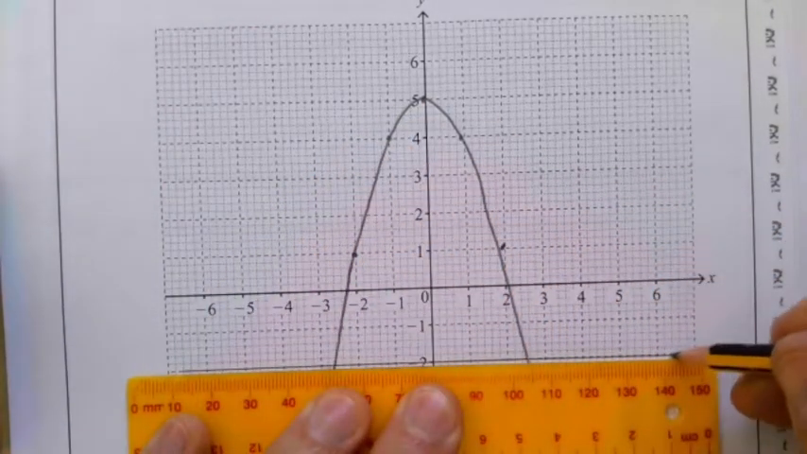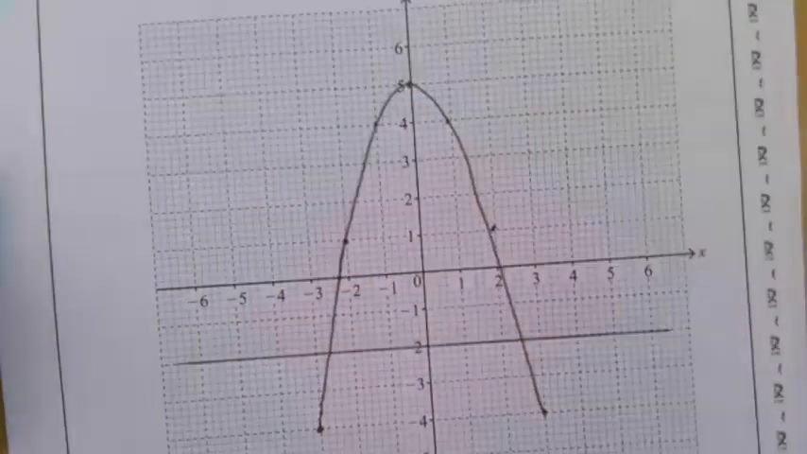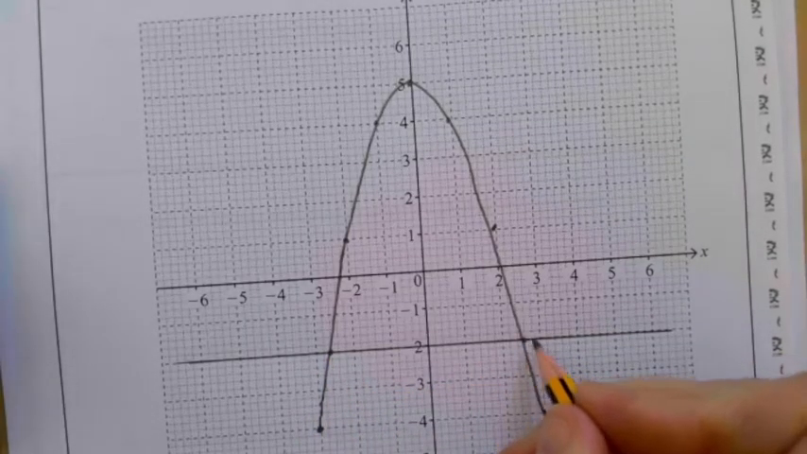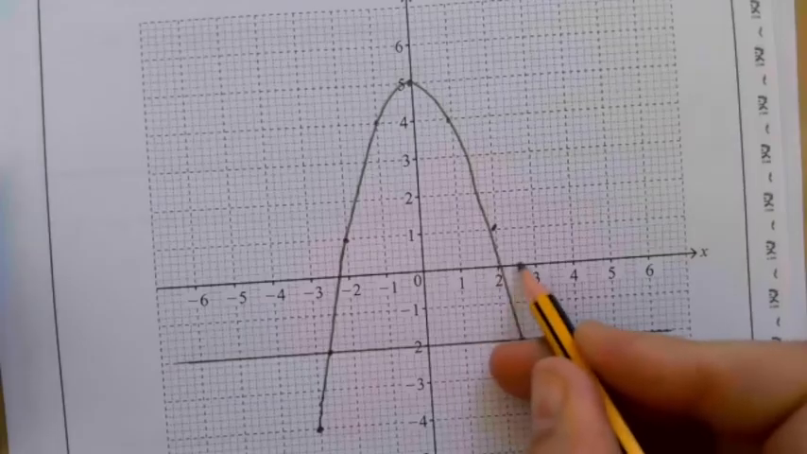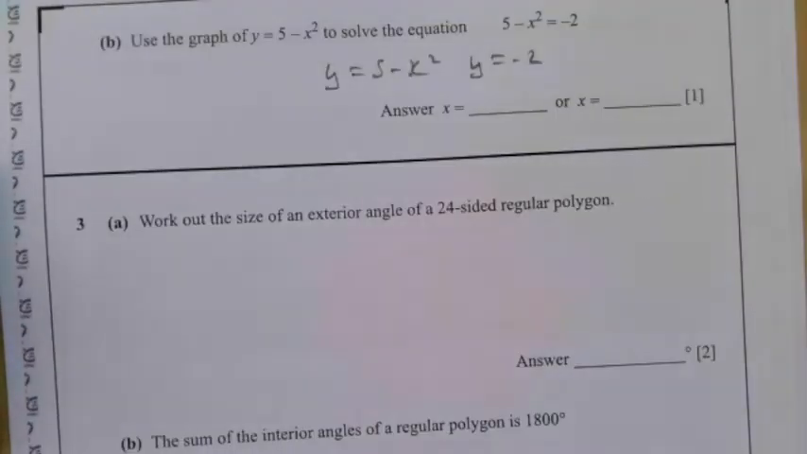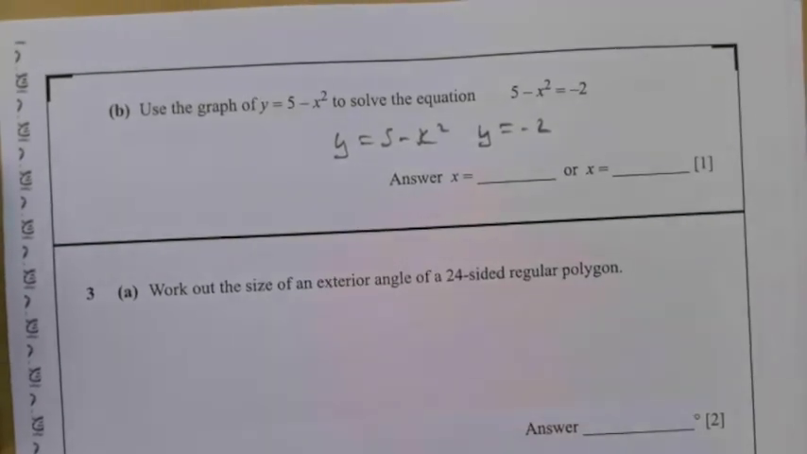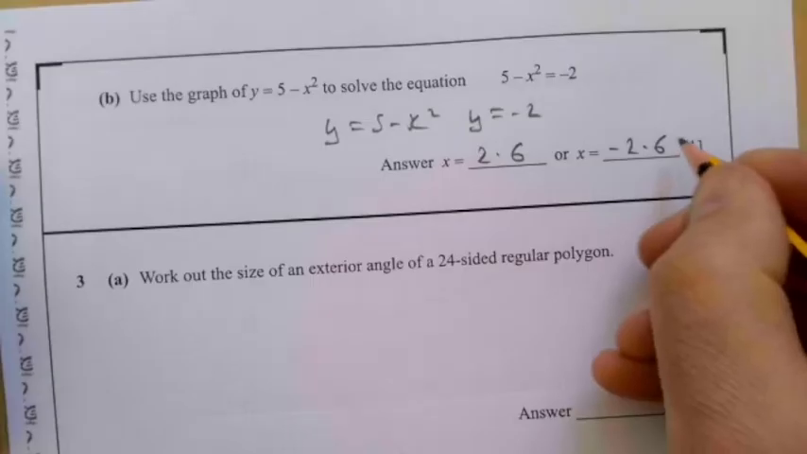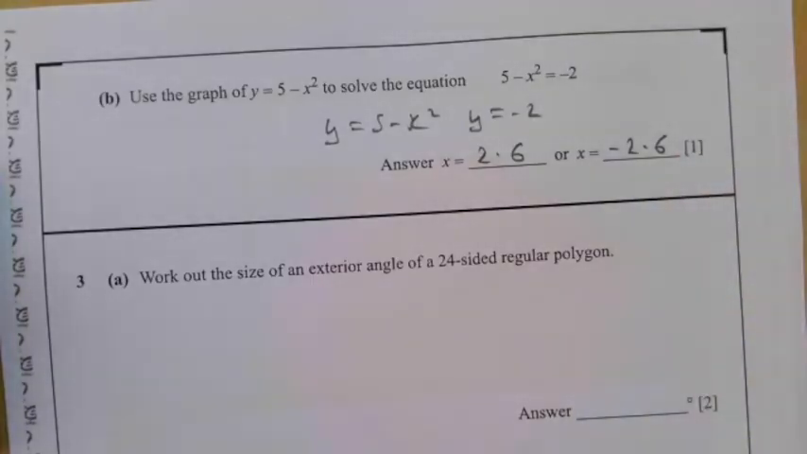Remember, it's a horizontal line running across there, and it crosses here, and it crosses here. So that's going to be across 2.6, and obviously symmetrical, so it should be minus 2.6 then as well. So it is 2.6 or minus 2.6.